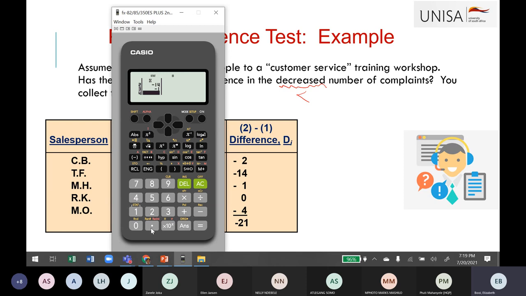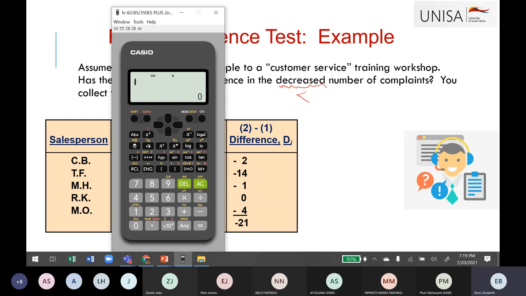-1 equal 0. You must capture everything as you see it, as you have calculated it. 0 equal and -4 equal. And I've captured everything. There are 1, 2, 3, 4, 5. So there are 5. So I've captured everything. Then I can go on and off my calculator. Now I'm ready to calculate the mean.